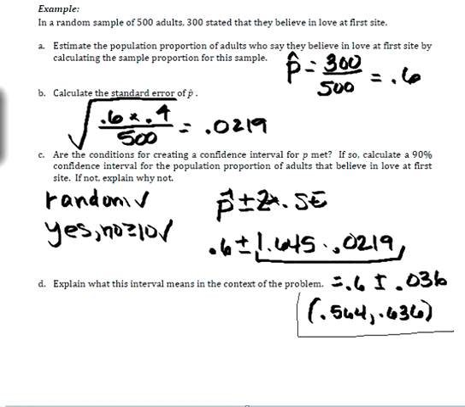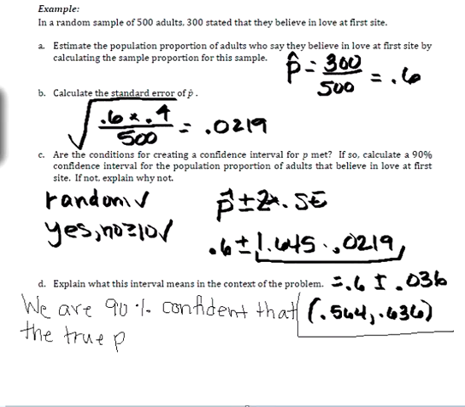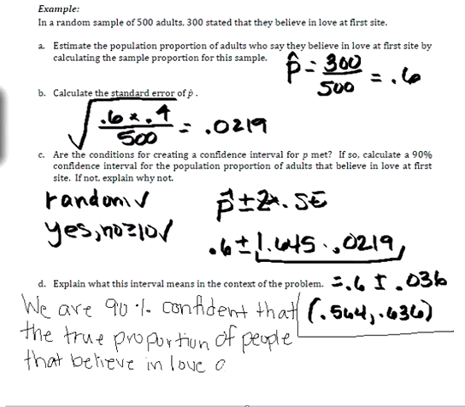The interpretation that we generally use follows the following form. We are 90% confident that the true proportion of people that believe in love at first sight is between 0.564 and 0.636.